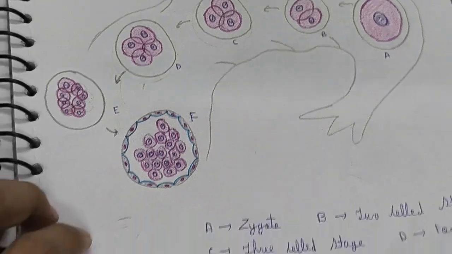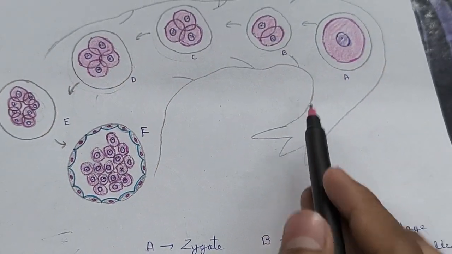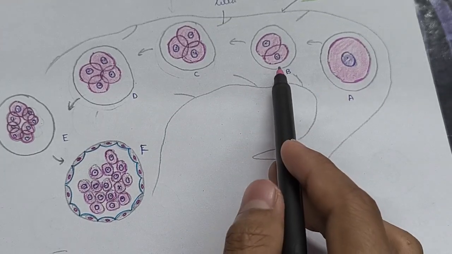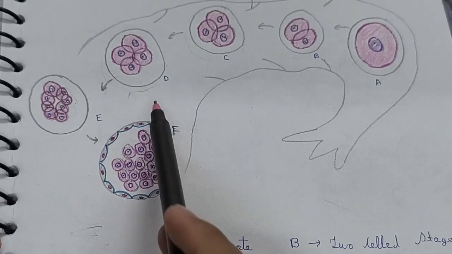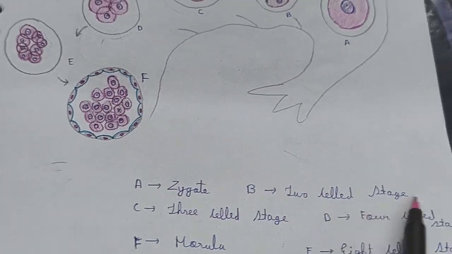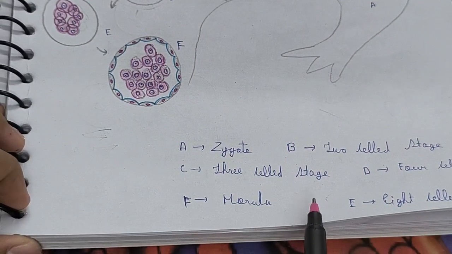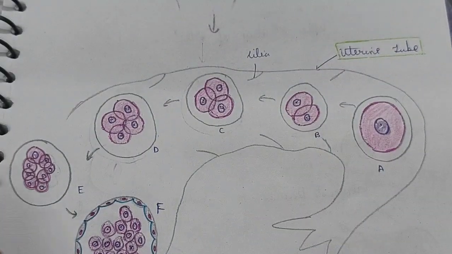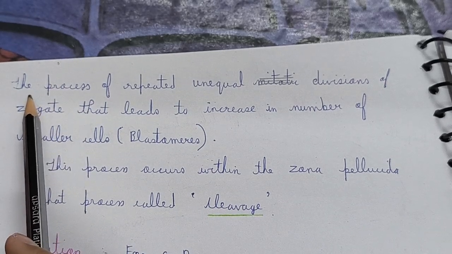And also a little bit of information: this A is the zygote, and this B is the 2 cell stage, and this C is the 3 cell stage, and this D is the 4 cell stage, and this E is the 8 cell stage, and this F is the morula. So I hope you can understand the definition more clearly.